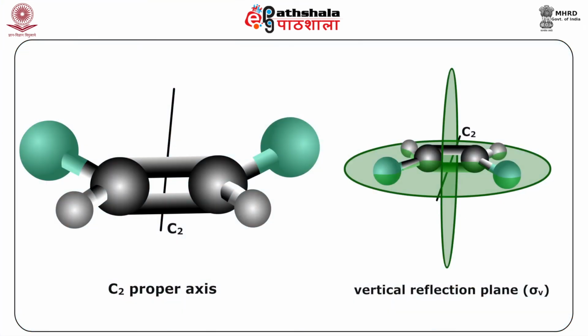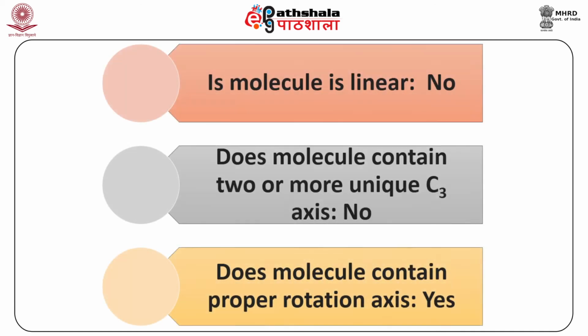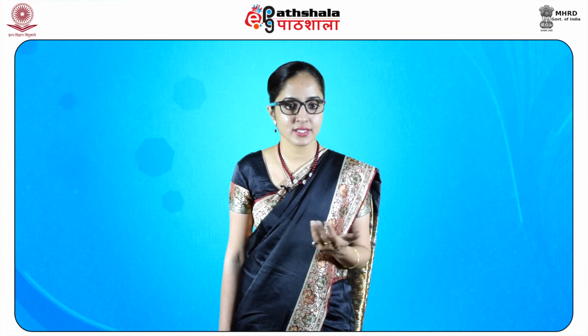Now the fourth example, students: the symmetry elements and operations in cis 1,2-dichloroethene. We have discussed the trans form of this molecule, now we are discussing the cis form. Again the molecule is not linear, does not contain more than one unique C3 axis, and contains again a C2 axis. However, the only difference here in the cis form is that instead of a horizontal plane, it contains a vertical reflection plane. There was a horizontal reflection plane in the trans molecule, there is a vertical plane in the cis molecule. So, it contains a proper rotation axis, yes.